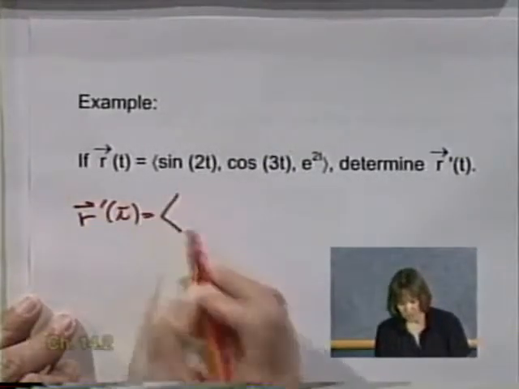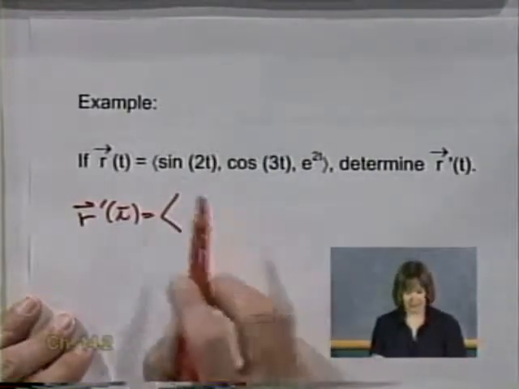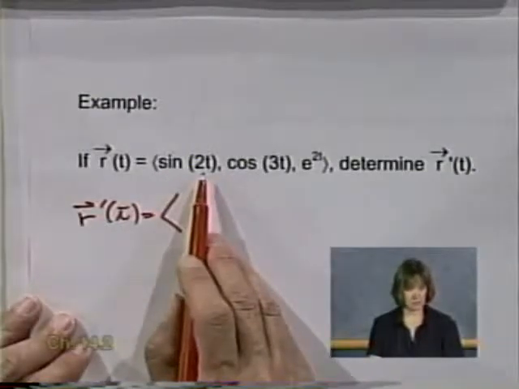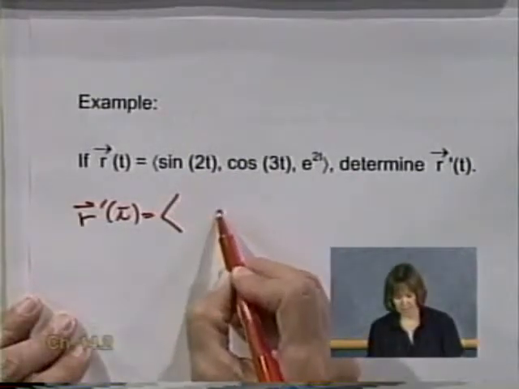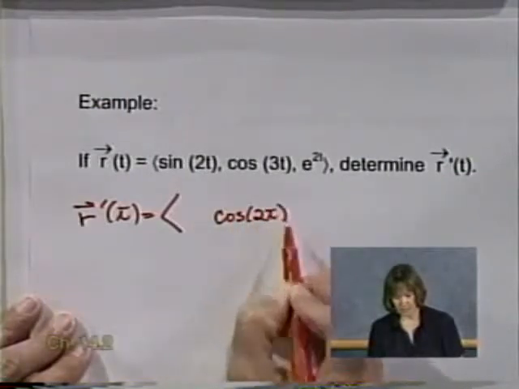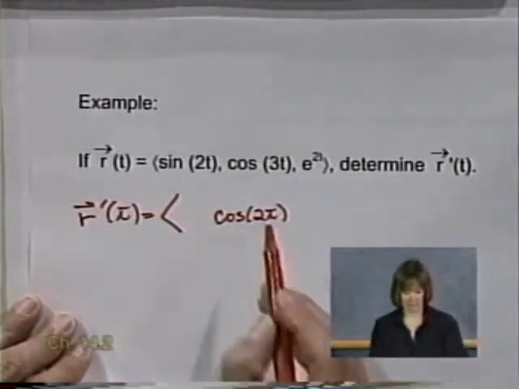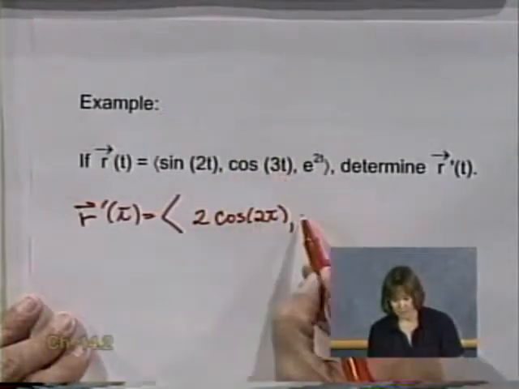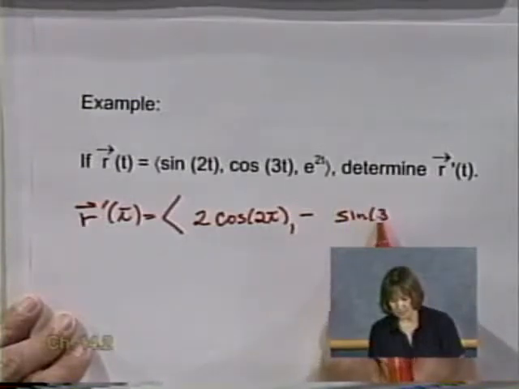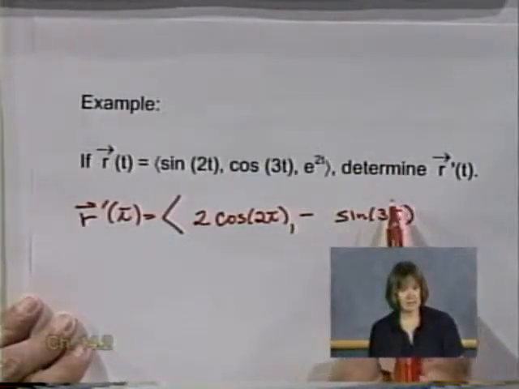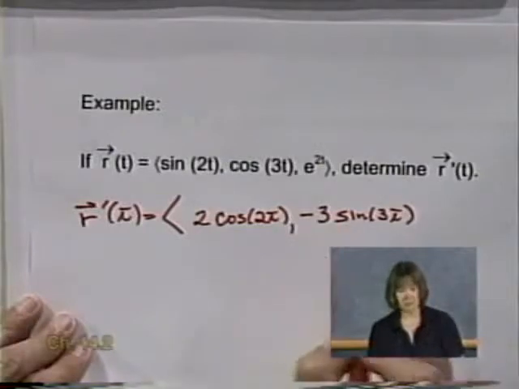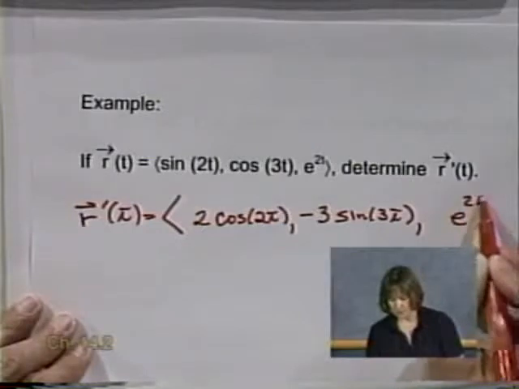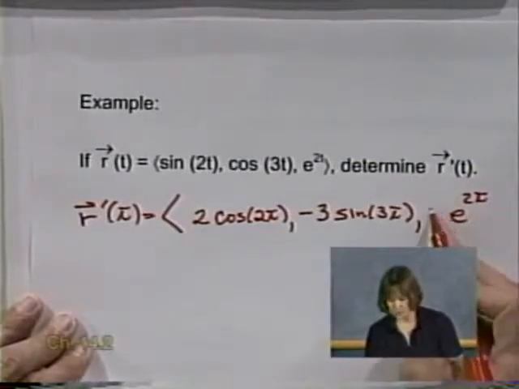Quite simply, all we have to do is differentiate term by term. Last time I looked, derivative of sine u was cosine u, so derivative of sine 2t is cosine of 2t, but then we have to multiply times 2. Derivative of cosine u is minus sine u, so it's minus sine 3t, but then we have to multiply by 3, the derivative of 3t. And lastly, the derivative of e to the u is e to the u, but then you have to multiply times the derivative of u, which is 2.